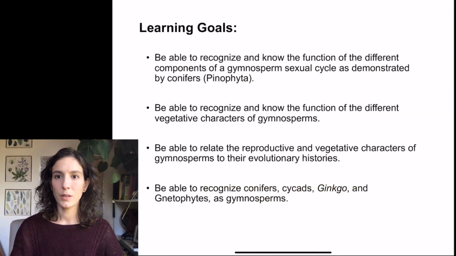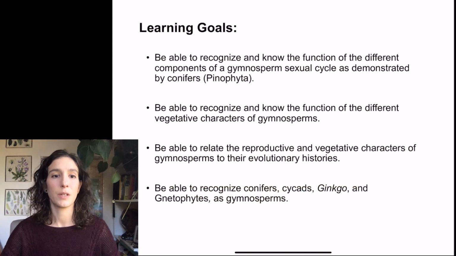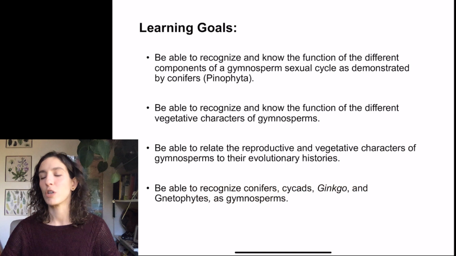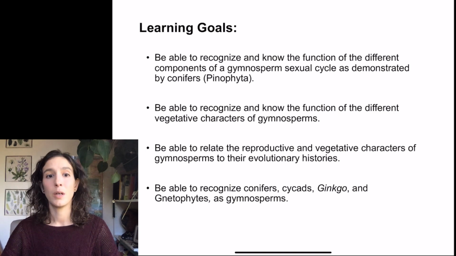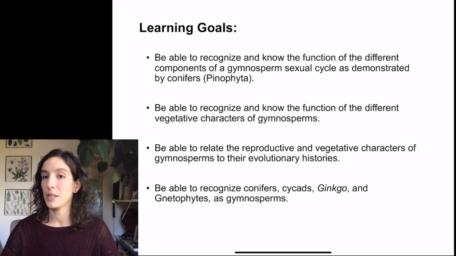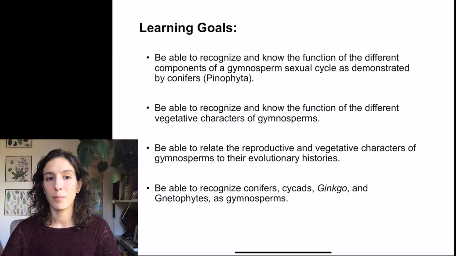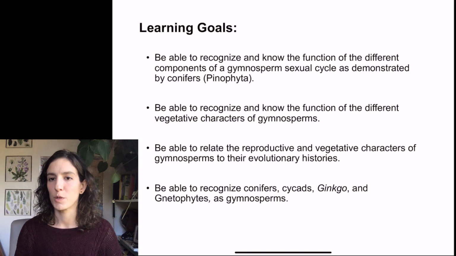So here are today's learning goals. First, to be able to recognize and know the function of the different components of a gymnosperm sexual cycle as demonstrated by conifers. Then be able to recognize and know the function of different vegetative characters of gymnosperms. Then be able to relate the reproductive and vegetative characters of gymnosperms to their evolutionary histories. And then be able to recognize conifers, cycads, ginkgo, and gnetophytes as gymnosperms.